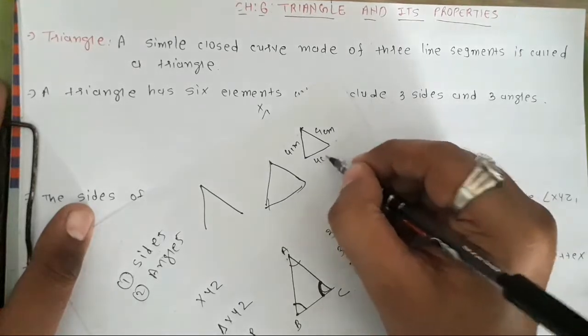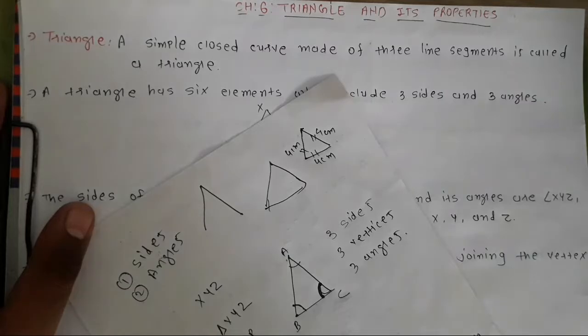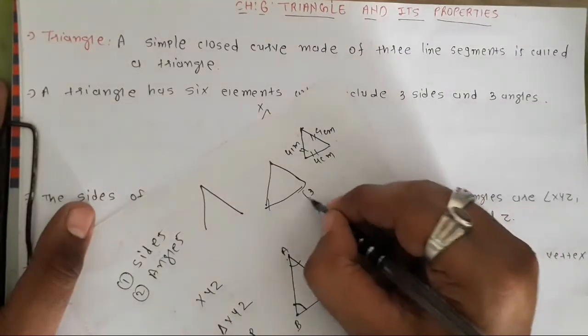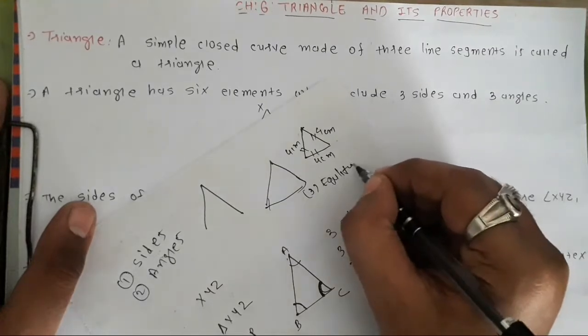So this type of triangle is called an equilateral triangle. A triangle in which all sides are equal is called an equilateral triangle.